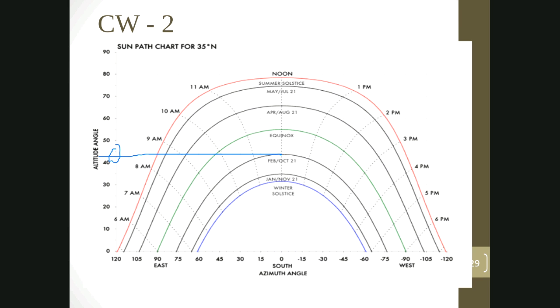And at noon, it will be here, which is the azimuth equal 0. Always the altitude will be maximum at the noon. We said that highest position of the sun at noon.